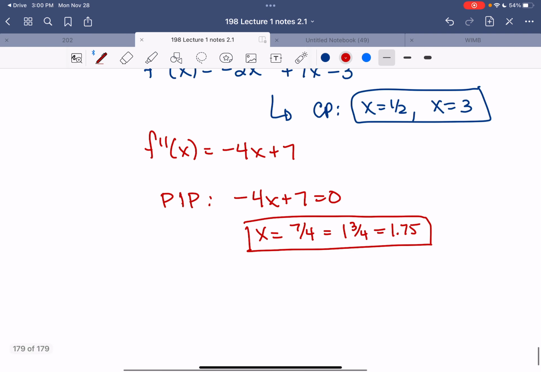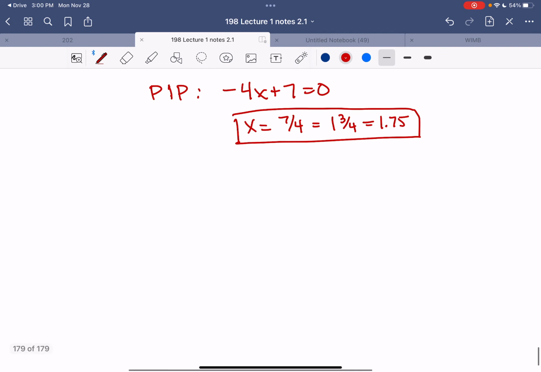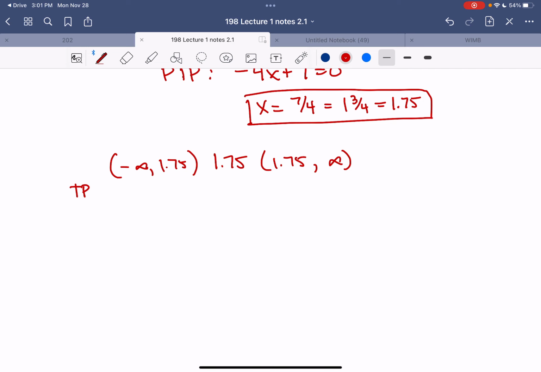If I want to figure out where the function is concave up, concave down, and if this is an inflection point or not, I'm going to do exactly what I did with the first derivative test. I'm going to think about the domain, which in this case is negative infinity to infinity because it's a polynomial, and I'm going to break it at my possible inflection point. So I'm going to split everything up at 1.75. So on the right, I'm going from 1.75 to infinity. On the left, I'm going from negative infinity to 1.75. And I'm going to choose test points just like first derivative test. I think 0 is in this one, and 2 is in this interval.